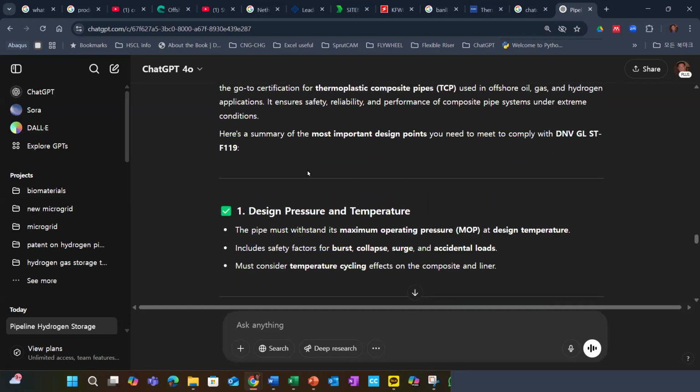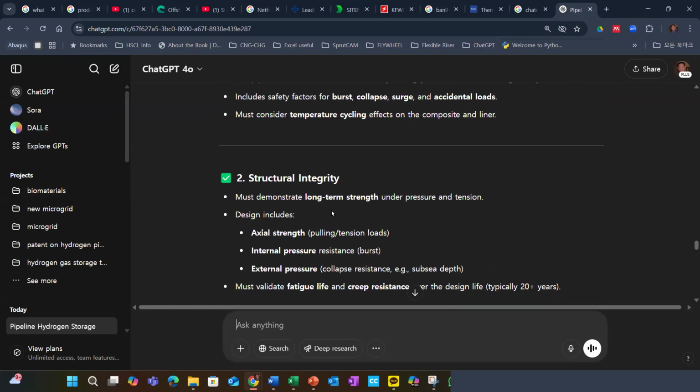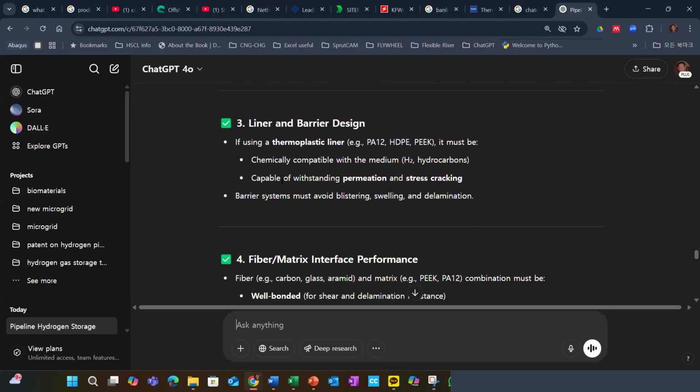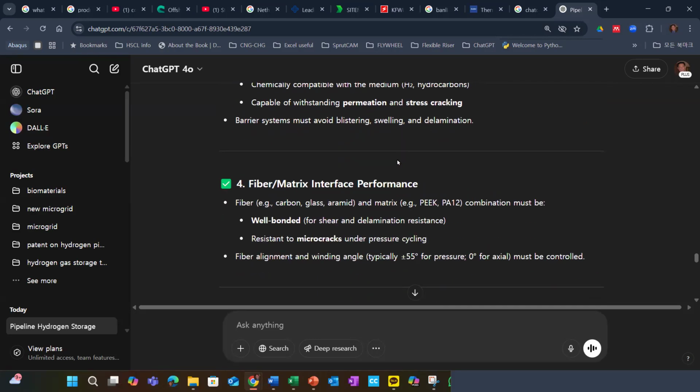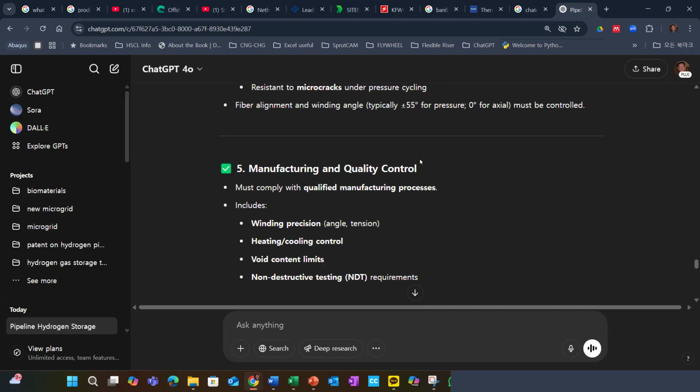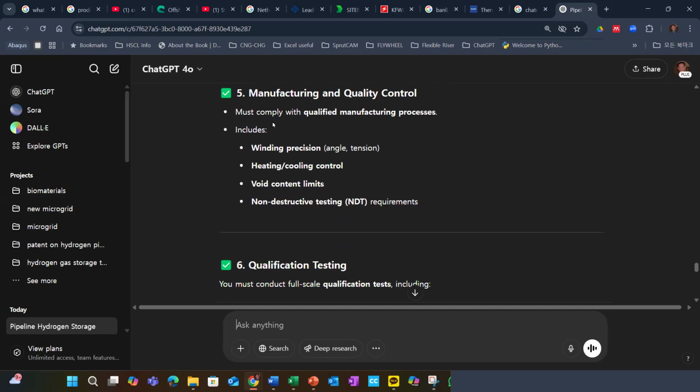As you can see, the design pressure and temperature have to be specified. Structural integrity means that axial strength, internal pressure, and external pressure have to be specified. Then liner and barrier design, where PA12 and PEEK, and fiber-matrix interface performance in the composite of fiber and matrix. We call it sizing, which is very important for good bonding. Manufacturing and quality control must comply with the qualified manufacturing procedures.